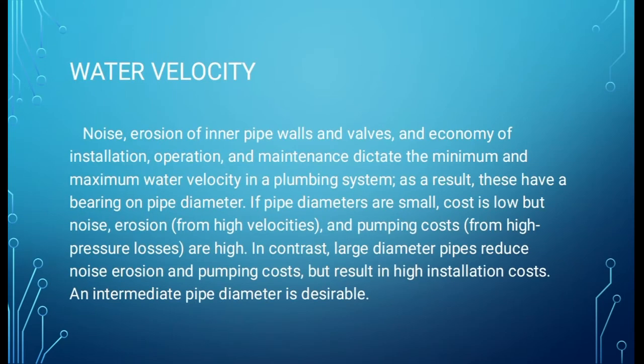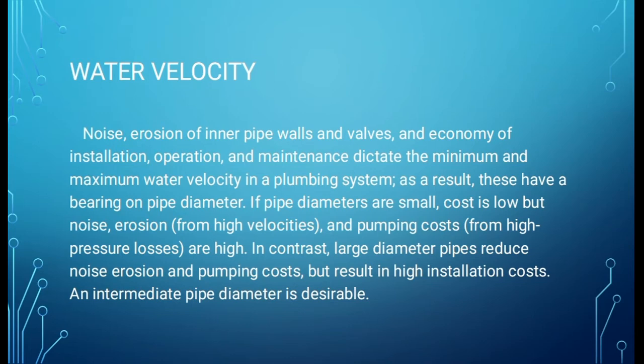Water velocity, noise, erosion of inner pipe walls and valves, and economy of installation, operation, and maintenance dictate the minimum and maximum water velocity in a plumbing system. As a result, these have a bearing on pipe diameter. If pipe diameters are small, cost is low, but noise, erosion from high velocities, and pumping costs from high pressure losses are high. In contrast, large diameter pipes reduce noise, erosion and pumping costs, but result in high installation costs. An intermediate pipe diameter is desirable.